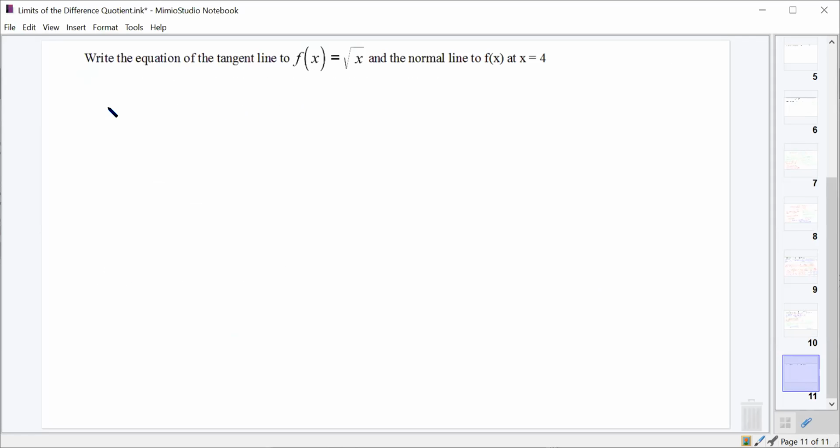So before we go through and find the derivative, what's f of 4? 2. So we got the point, right? The point that we're looking at is the point 4, 2. And we just want to be able to write the equation of the tangent and normal line, which means we need a derivative. So we'll set up our derivative using a limit as h approaches 0 of the difference quotient. And I'll write that out, and then you guys will tell me how to simplify it.